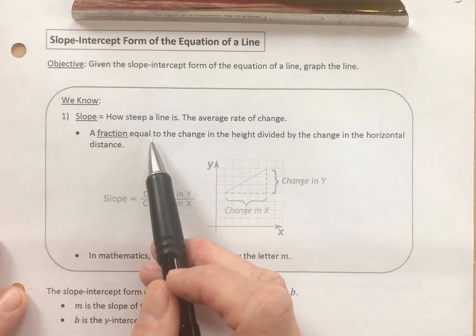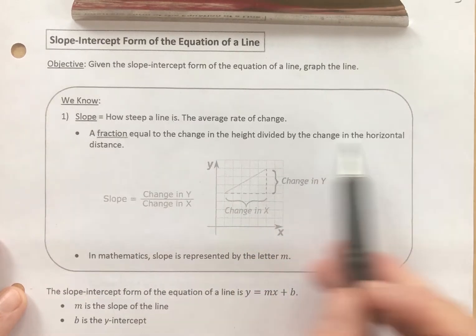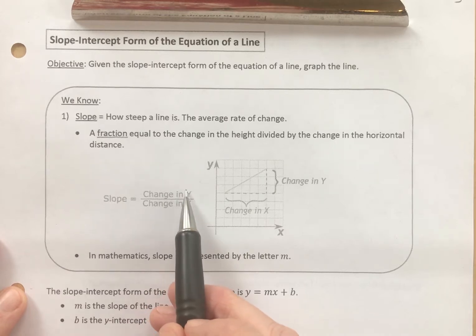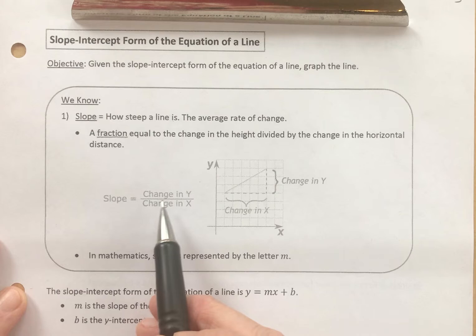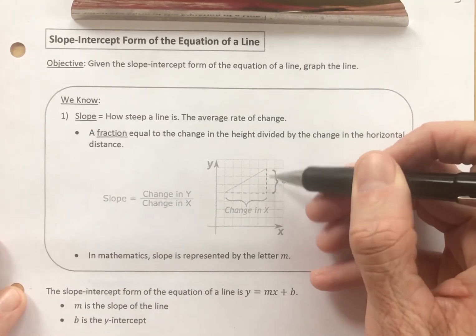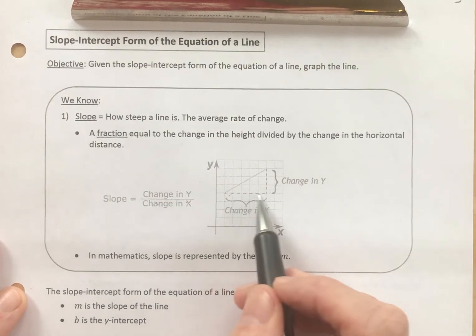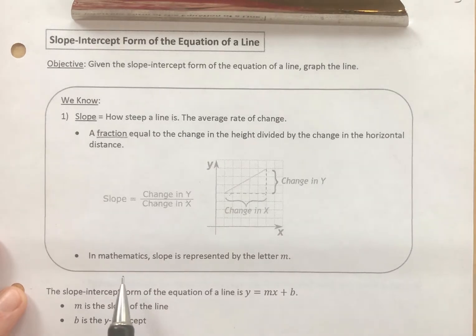It's a fraction equal to the change in the height divided by the change in the horizontal distance. Change in height is a change in the y values. Change in horizontal distance is a change in the x values. So the change in the height, or the change in y, divided by the change in x, or the change in the horizontal distance. And we also know that in mathematics, the slope is represented by the letter m.